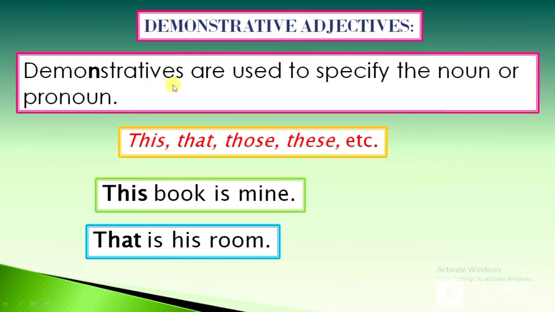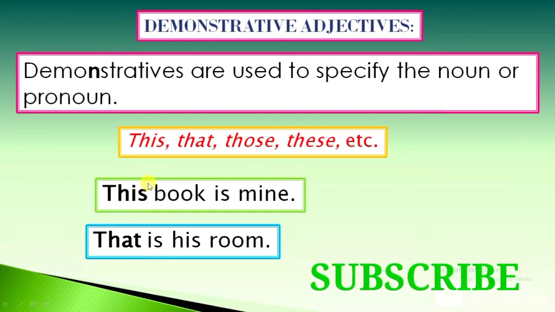Demonstrative adjectives. Demonstratives are used to specify the noun or pronoun. This, that, those, these, etc. This book is mine. That is his room. In this sentence, this and that indicate demonstrative adjectives.